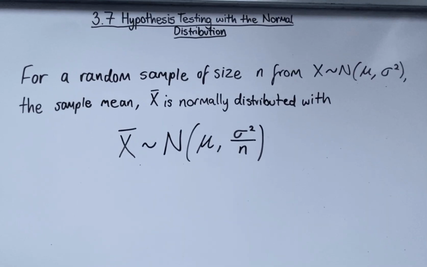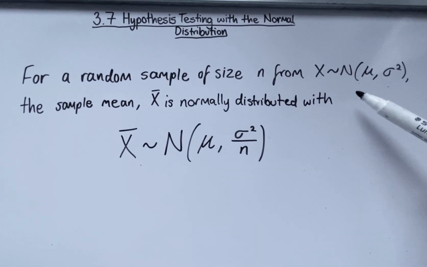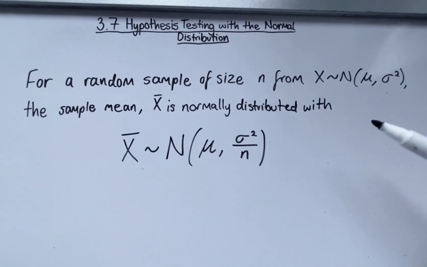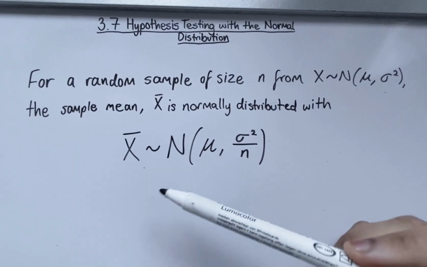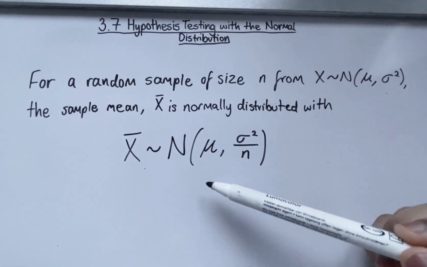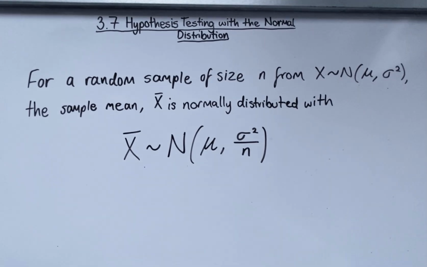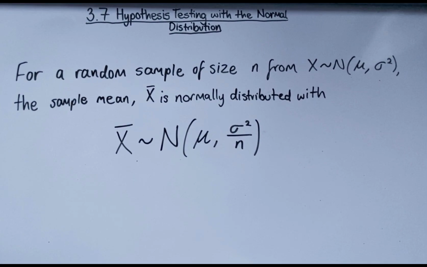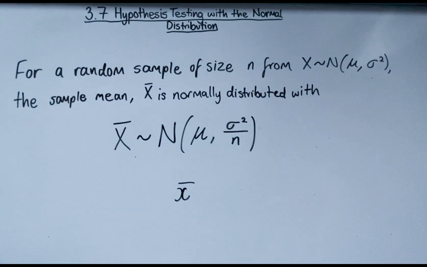For a random sample of size n taken from a random variable x that follows a normal distribution with a mean mu and a standard deviation sigma, the sample mean x bar is normally distributed, with x bar following the normal distribution with the same mean mu, but this time a variance of sigma squared over the sample size. The distribution of the sample mean can determine whether the mean from one specific sample, small x bar, is statistically significant. Let's do some examples.